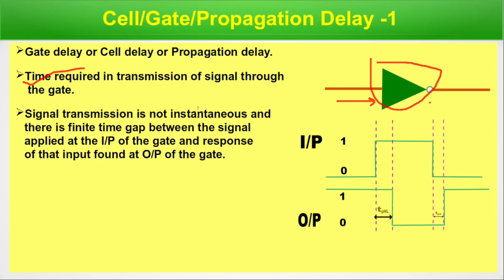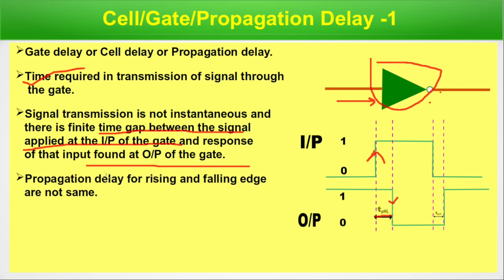Signal transmission is not instantaneous, and there is a finite time gap between the signal applied at the input of the gate and the response of that input found at the output of the gate. So although we are applying the signal here, or the switching at the input is happening here in the time domain, it will reflect at the output pin after some time. That is the time difference. That is the delay basically.